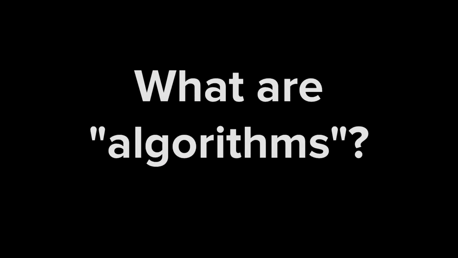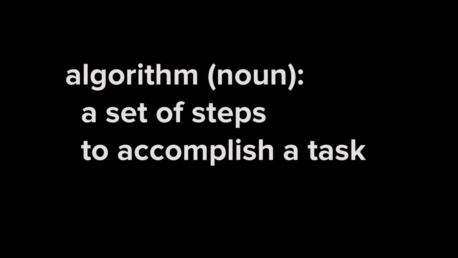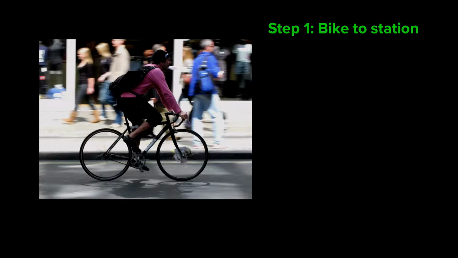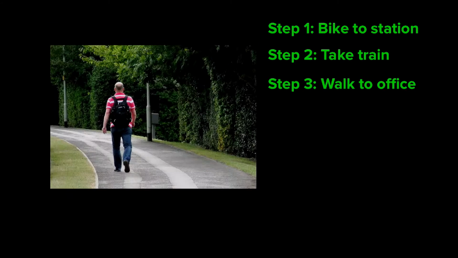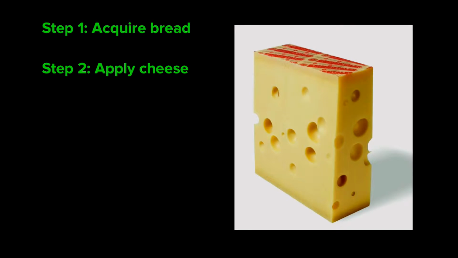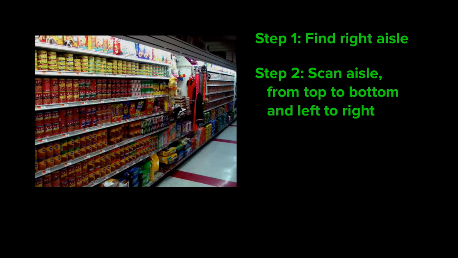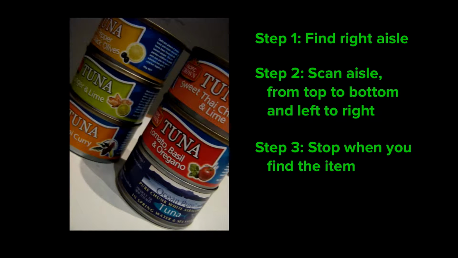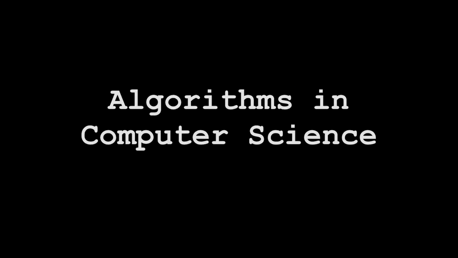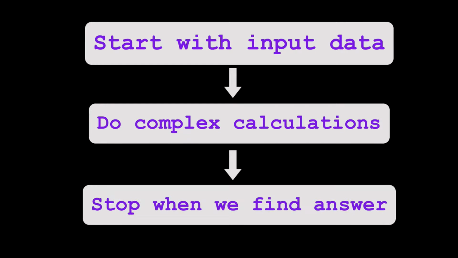What is an algorithm? A broad answer might be a set of steps to accomplish a task. You might have an algorithm for getting from home to school, for making a grilled cheese sandwich, or for finding what you're looking for in the grocery store. In computer science, an algorithm is a set of steps for a computer program to accomplish a task. Algorithms put the science in computer science, and finding good algorithms and knowing when to apply them will allow you to write interesting and important programs.